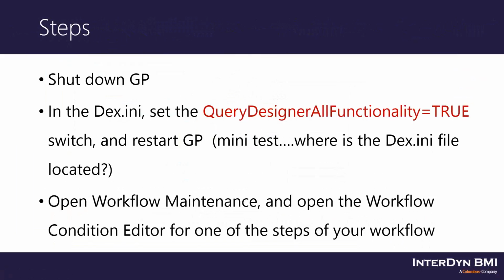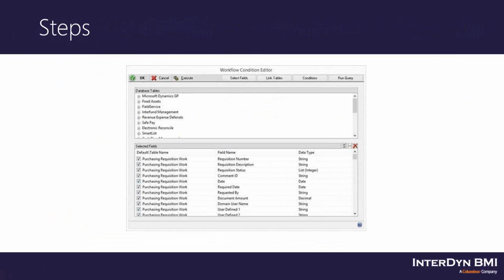Then we're going to open the workflow maintenance and open the workflow condition editor for one of the steps of your workflow. Within the steps, we're going to be seeing a workflow condition editor that looks very different than the workflow condition editor that would without this switch turned on in our dex.ini file.